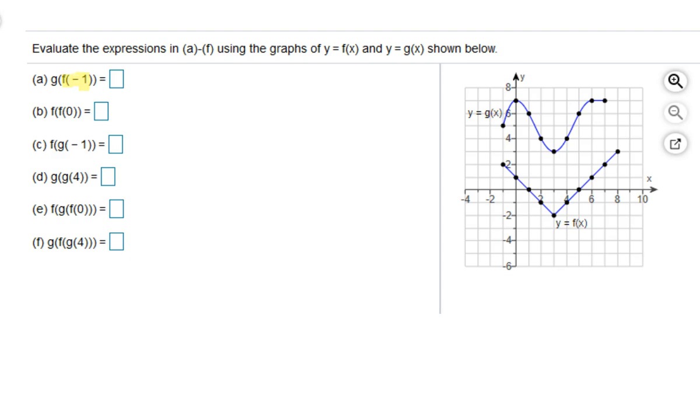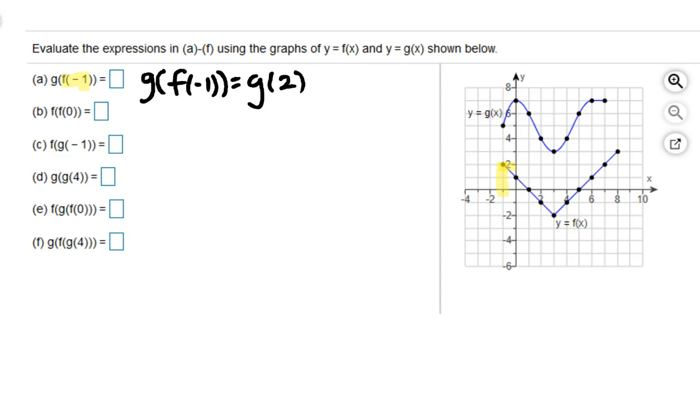If we keep in mind that the negative 1 is the x value, so I'm going to go over here on my graph to where x is negative 1, go up to the graph of f, and what is the y value there? The y value there is 2. So I've just worked out what f of negative 1 is. So g of f of negative 1, and f of negative 1 we worked out to be 2.